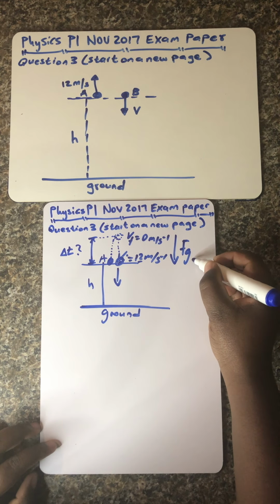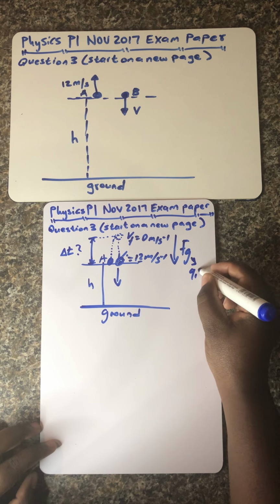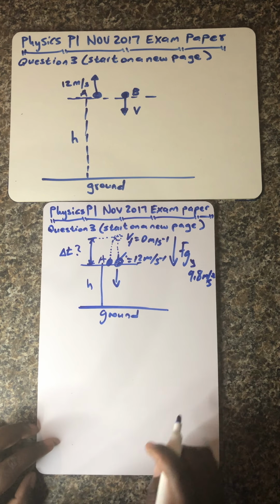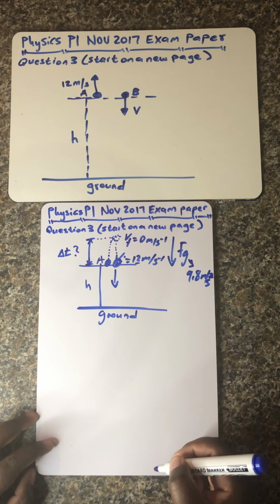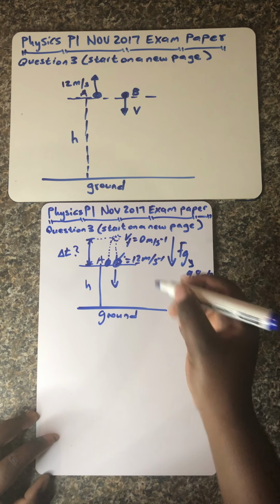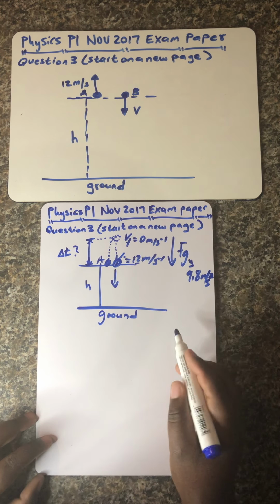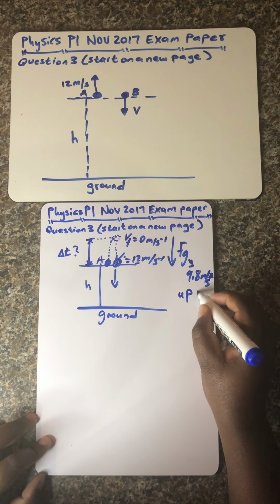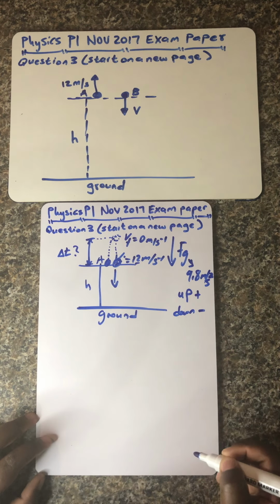We also know that it experiences a gravitational acceleration of 9.8 meters per square second. Okay, so again we need to decide on the directions. So for this question where you've got an object projected vertically upwards, you can take, for instance, up as positive, meaning down will be negative.